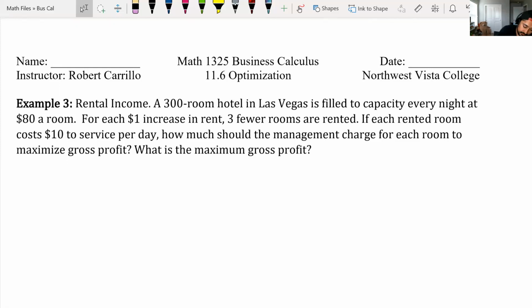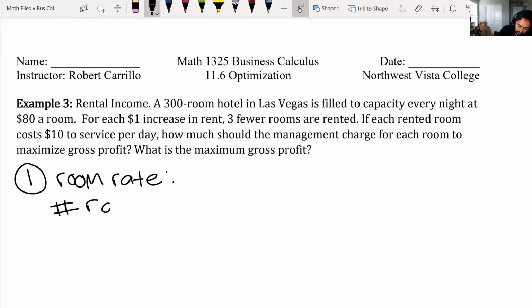So that means step 1, we want to find our rental rate or our hotel rate. So this is step 1. Let's put it as the room rate. And of course, number of rooms. Okay, so to start off with, we have a 300-room hotel, and it is only $80 a room. So right here, $80 a room for the 300 rooms.